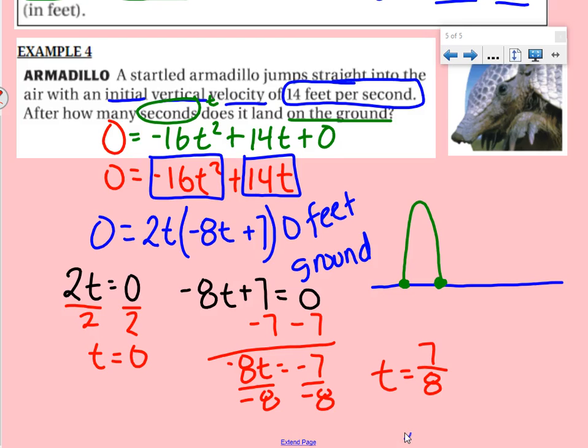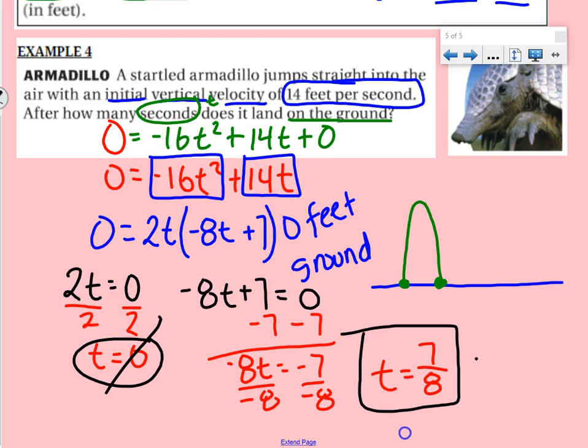Now, for this one, since it's a real life situation, we have to pick the answer that makes sense. Would it make sense for him to be in the air for 0 seconds? If you jump in the air, you're not in the air for 0 seconds. That's impossible. So this answer does not make sense. So we could be in the air for 7/8 of a second. So he wasn't in the air for very long, but he was in the air for just a little bit.